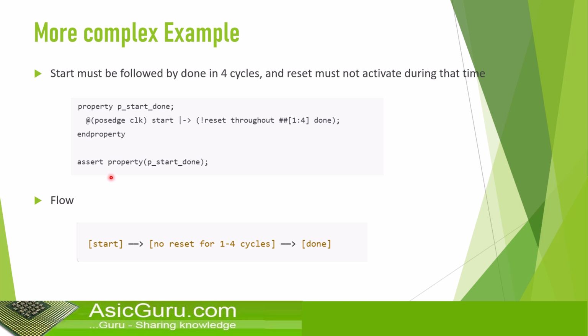And then we are asserting this property using this statement. So the flow can be visualized like this: first we have start, then there is no reset for 1 to 4 clock cycles, and then we have done. These kinds of checks are very important to verify that operations complete on time and without unexpected resets during the execution.